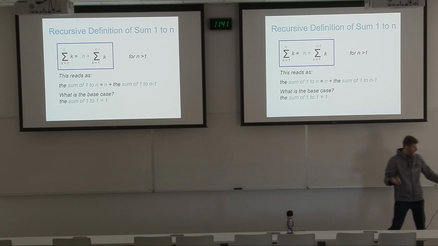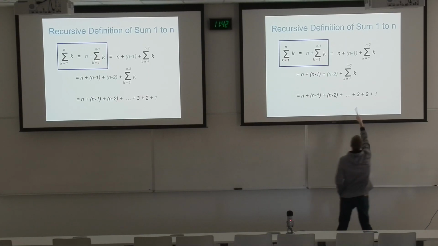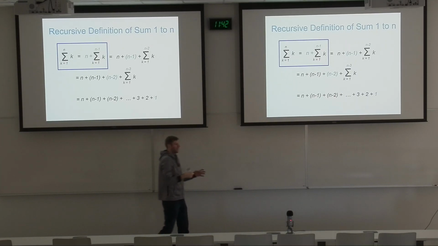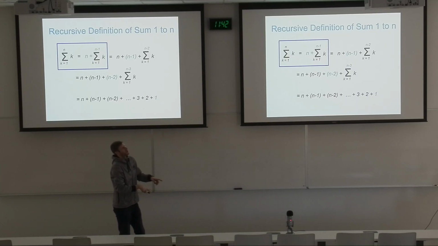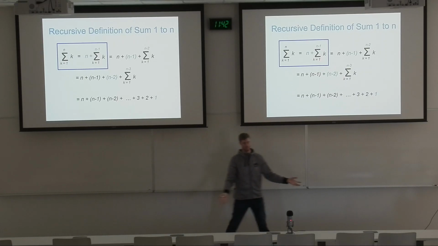What's the base case? Well, that's just 1. So we could keep going. We could keep breaking this out. n plus n minus 1 will be the sum, pardon me, the sum of all the numbers from 1 to n minus 2, plus n minus 1, plus n will be the sum of all the numbers from 1 to n, inclusively.